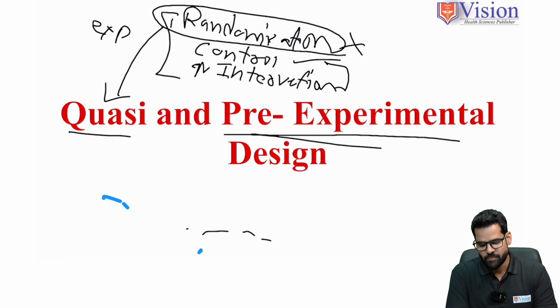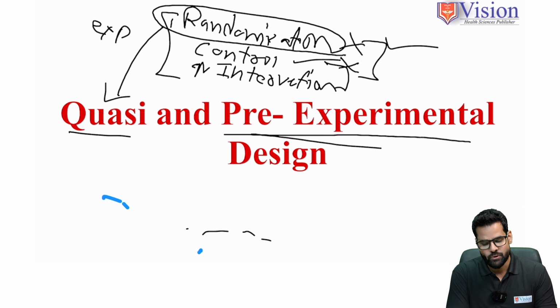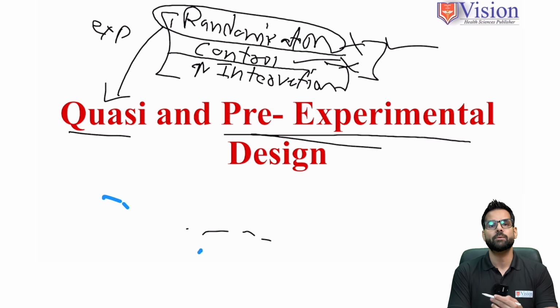Similarly, when we talk about pre-experimental design, usually pre-experimental designs are lacking these two basic principles. They do not apply randomization. At the same time, they also do not focus on putting control over the extraneous or confounding variables. So let's discuss the concept of these designs in detail.